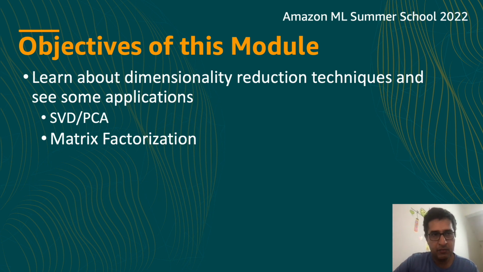Okay, getting ahead with the objectives of this module. What we are going to do is learn a little bit more about dimensionality reduction techniques. In particular, we are going to talk about singular value decomposition, or SVD. We are going to talk about principal component analysis, or PCA, and in addition, we are going to talk about matrix factorization. We are also going to talk a little bit about where one applies which of these.